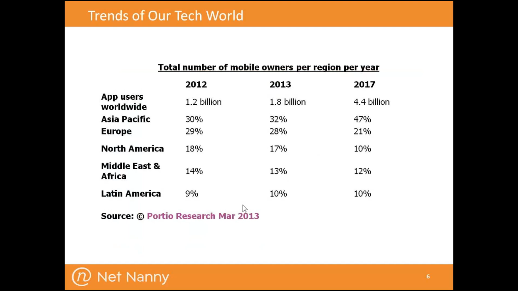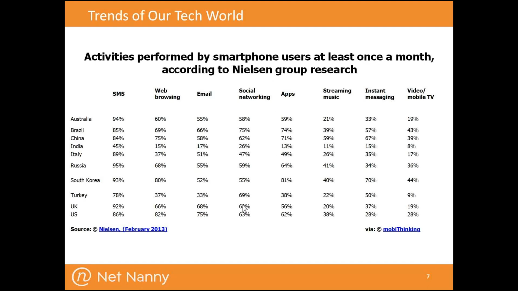Another really interesting trend is the number of people who actually own smartphones or mobile devices. It's growing rapidly. In 2012, it was 1.2 billion people. In 2013, it's 1.8, and it's estimated that by 2017, 4.4 billion people will own their own mobile device of some type, which is a growing number, and it means that it's something that all of us are going to have.